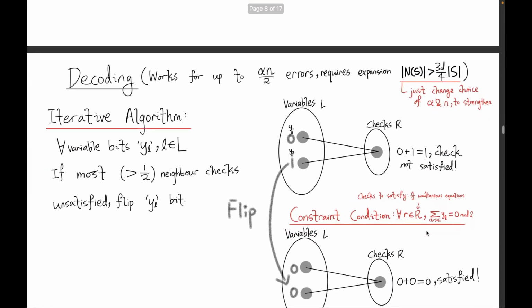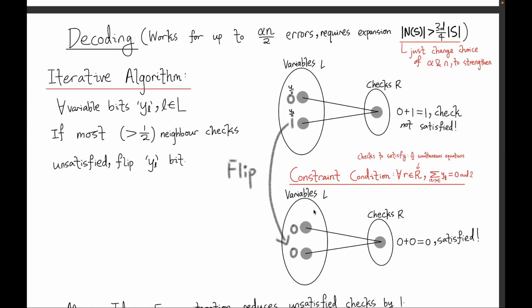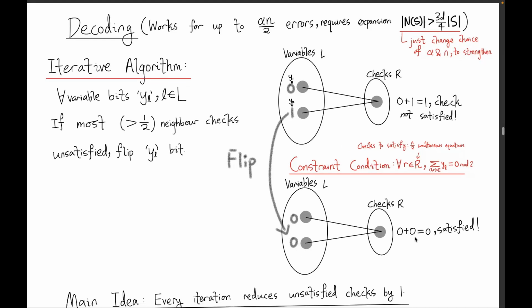Now it's very nice. How are we going to decode such an error correcting code? Let's talk about the main idea. It's an iterative algorithm that says, okay, if we want some variables L and we want to see how they're actually having errors, we look at which checks they are connected to. And suppose that most of the neighbor checks are not satisfied, so this constraint condition is not satisfied, then we're going to flip the bit here. So in this example, there's only one check. 0 plus 1 is 1, right? So 0 plus 1 is not satisfied. Meaning to say, we're going to have to flip a bit. So let's say we flip y2 from 1 into 0. Now 0 plus 0 is 0 and we're satisfied.